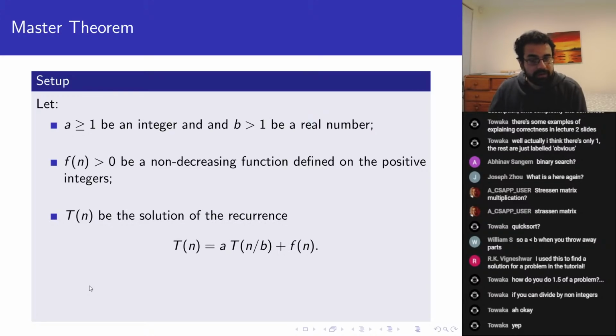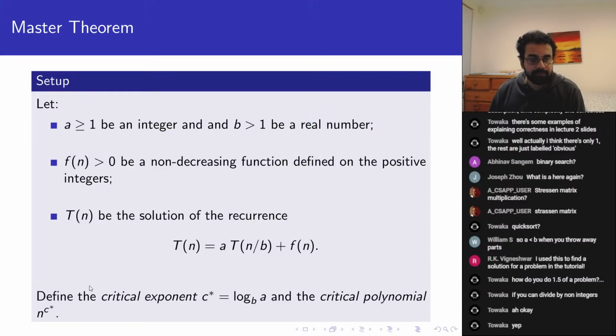T of n is the time taken to solve an instance of size n, and it's going to obey this recurrence as before. And so we're going to need some definitions. First, we're going to define C star as log base b of a. So b and a are these constants, b being the fraction by which our smaller instances are compared to the original one, and a is the number of small instances we make. So C star will be defined as log base b of a. The critical polynomial will then just be n to that power. Again, in any situation like this, a and b would be given constants, as well as f being some known function, or at least we'd know the asymptotics of f, and we're trying to solve asymptotically for T.